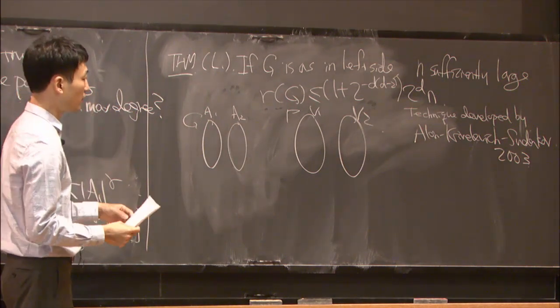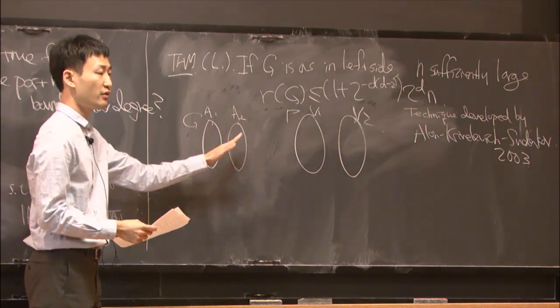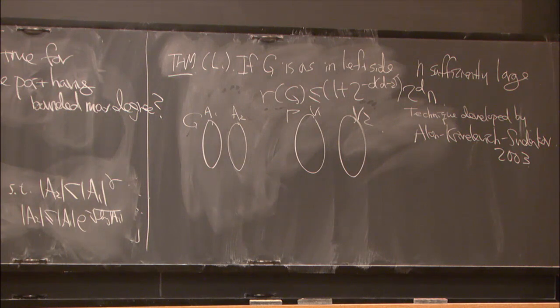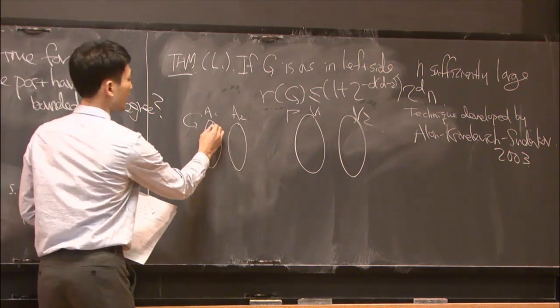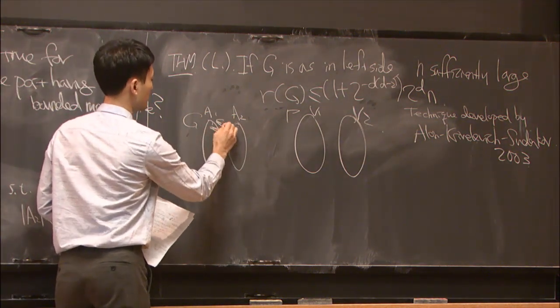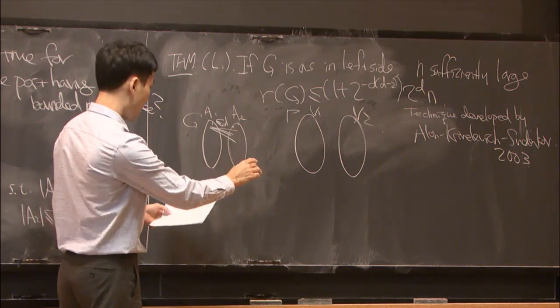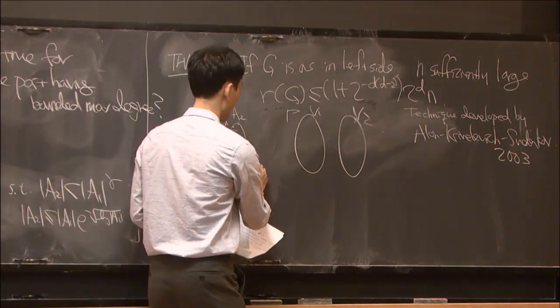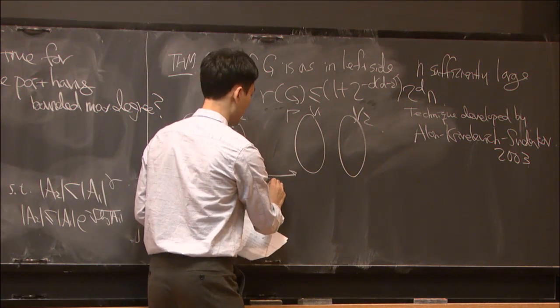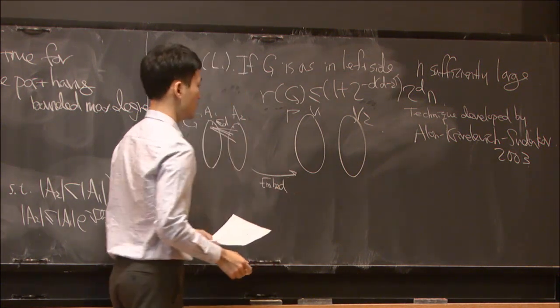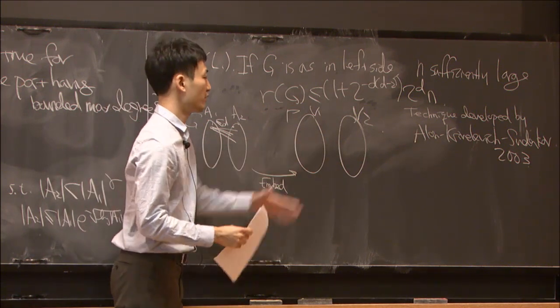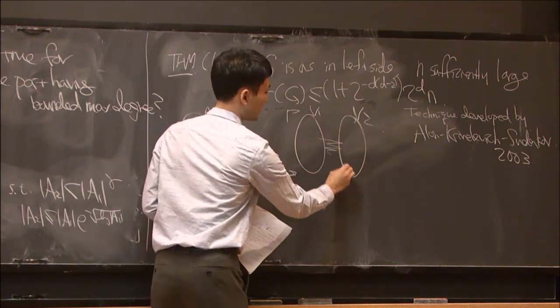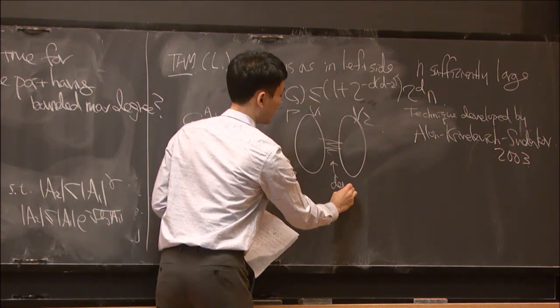So the setting is as follows. You have a graph G, two parts A1 and A2. Just like this picture, I will assume that the vertices in A1 have bounded degree. Gamma is some graph, and the goal is to embed G into gamma. I won't specify yet what this graph is, I will just mention that it's a graph with density at least half.